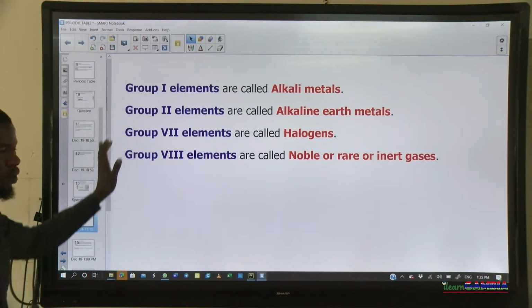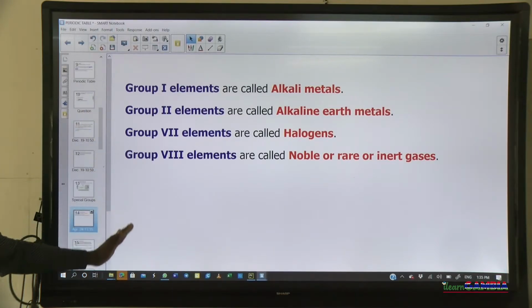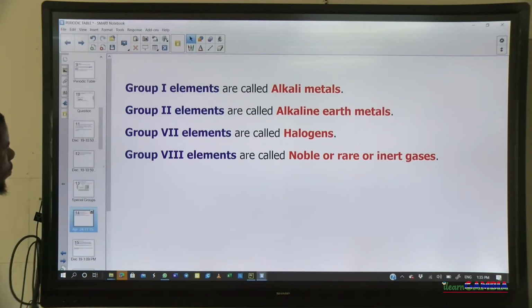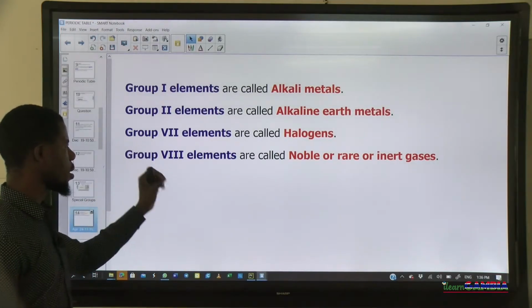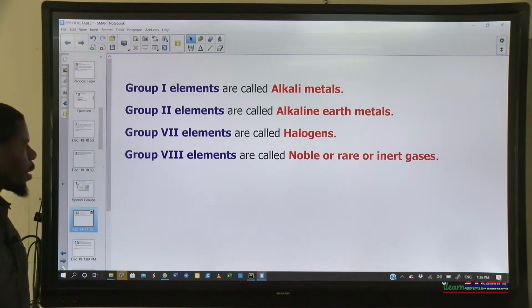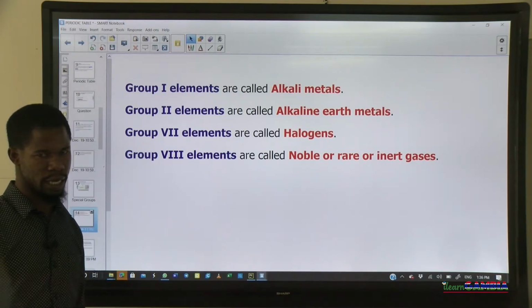But our focus now is going to be on these 4 main groups of elements. We have the group 1 elements. They are called the alkali metals. Group 2 are called alkaline earth metals. Group 7 elements are called halogens. Group 8 elements are called noble or rare or inert gases.